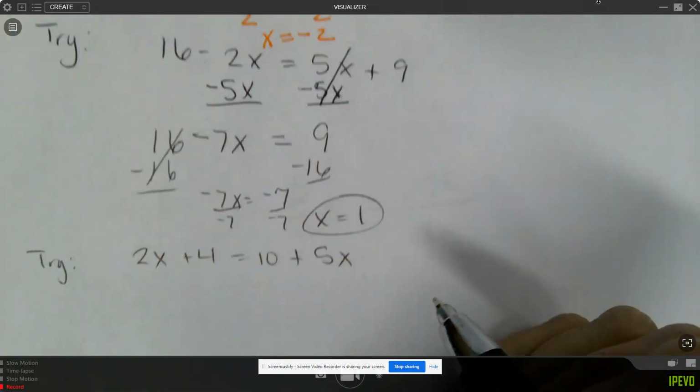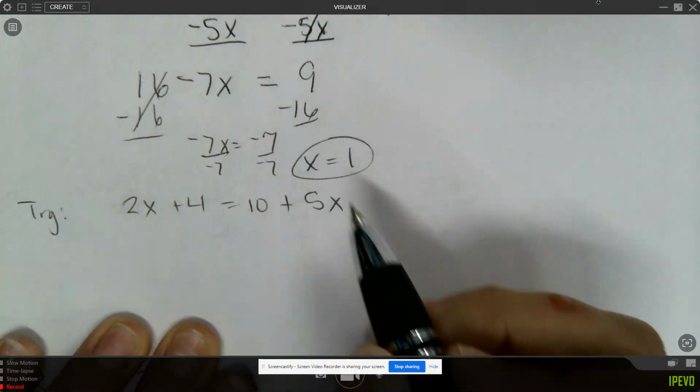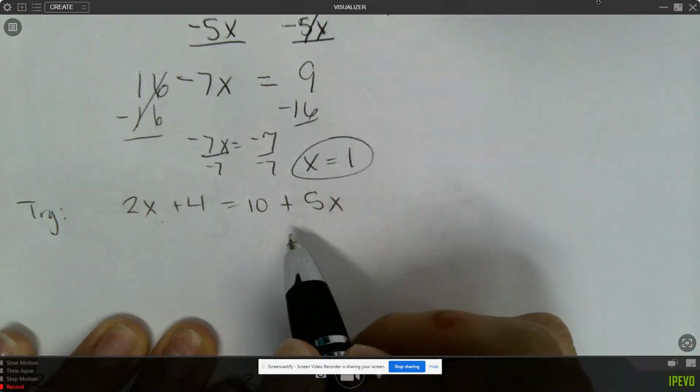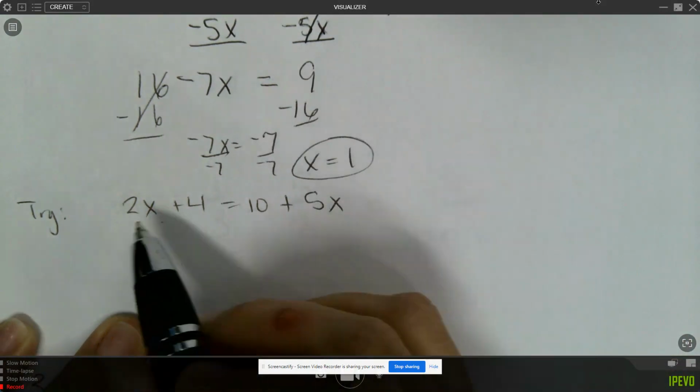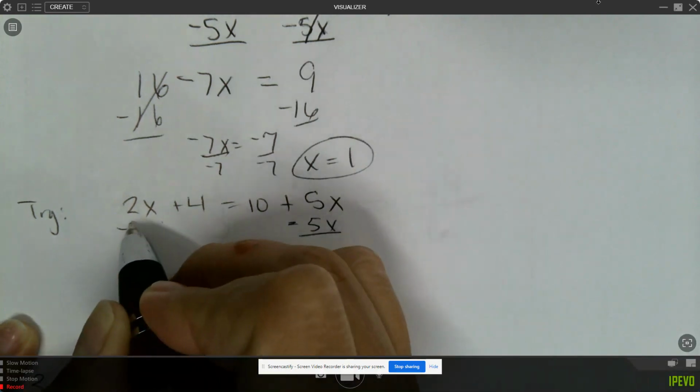All right, next one I'm probably going to write a little smaller because I'm about out of room down here on this page. Again, parentheses, nope. Like terms on each side, nope. Variable on both sides, yes. So I'm going to move the variable on the right to the left.